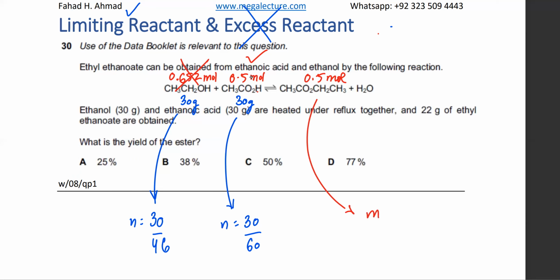Mass would be moles multiplied by MR, and the MR for this is 88. I think this is 88: 4 carbons, that's 48, plus 32, that's 80. 32 is 2 oxygens, plus 3 is 6, plus 2, that's 88. So that comes out to be 44 grams. So theoretically, this is what you're getting, 44 grams. But he's saying that it's heated under reflux, 22 grams of ethyl ethanoate are formed. So this mass over here is your theoretical or calculated mass.